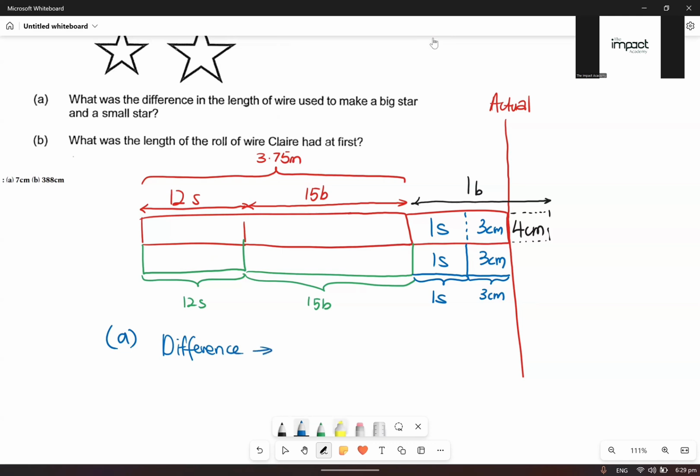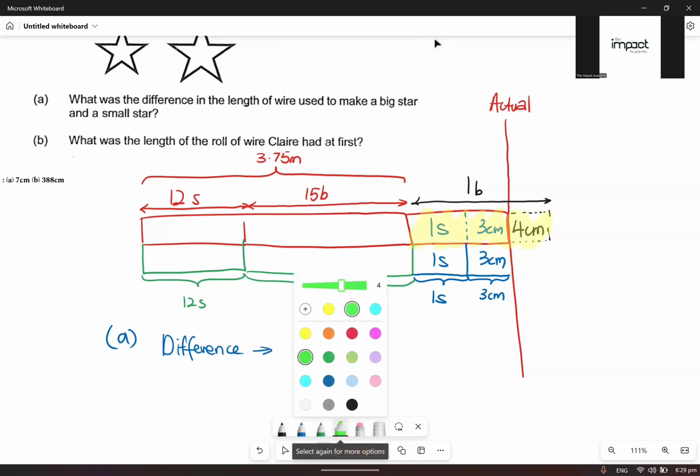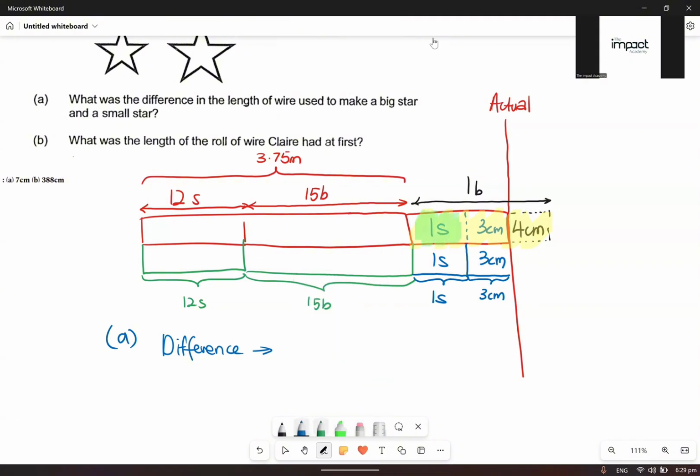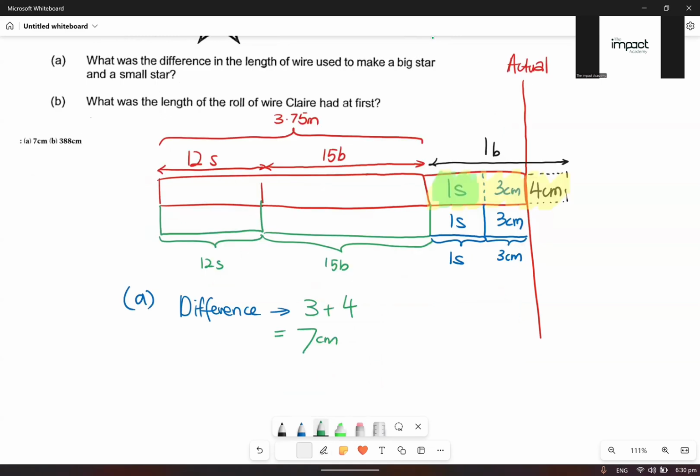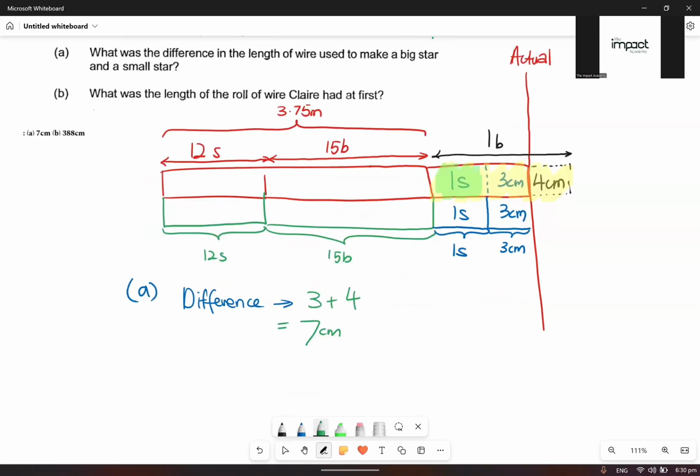Yeah, correct. Because in order for me to make one big, I need the entire thing, right? Then to make one small, you just need one like that. Correct or not? So what is the difference? The difference is 3 plus 4. Correct or not correct? Right? So 7 cm is my answer.